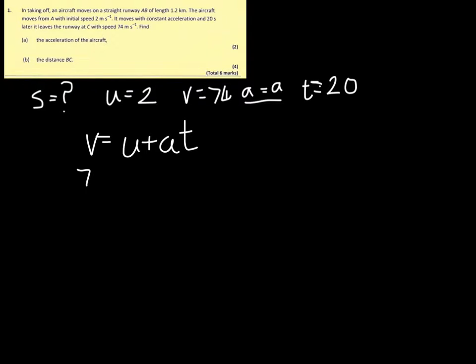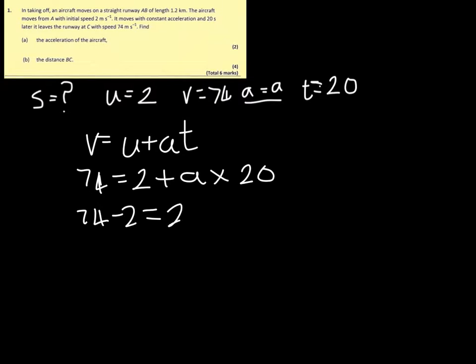Sub in those values. All of this is going in one direction, so it's accelerating, initial speed, everything's going all to the left or all to the right, depending on which way you imagine it in your head. The initial speed was 2. The acceleration, I don't know, so that's A, multiplied by the time, which was 20. So 74 take away 2 equals 20A. That means A equals 72 divided by 20, which gets us 3.6 meters per second squared. There we go, part A done, 2 marks.